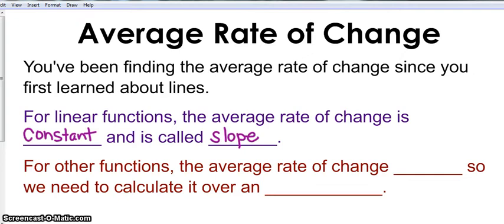When you're not looking at lines and you have other functions, the average rate of change varies, which means it's going to be different between different intervals. So we're going to need to calculate it over an interval. Specifically, we'll be giving those intervals to you. All right, so let's look at what that means.